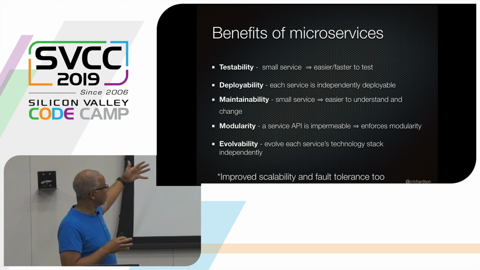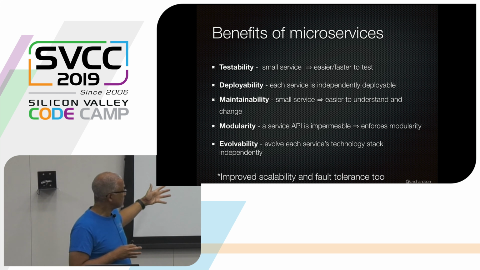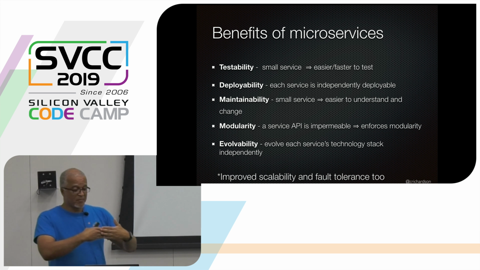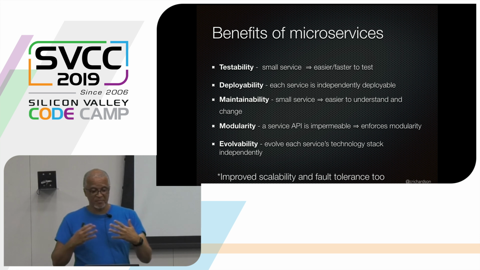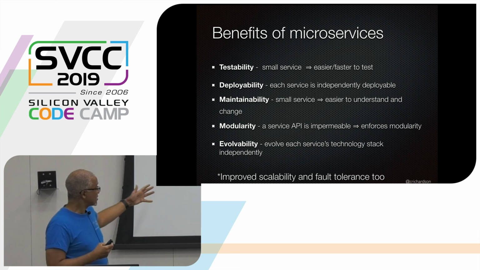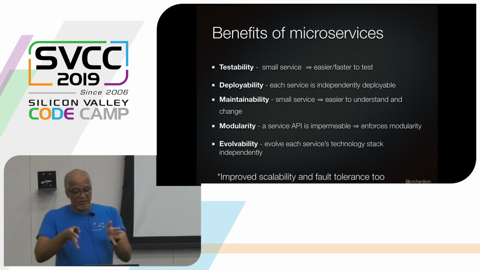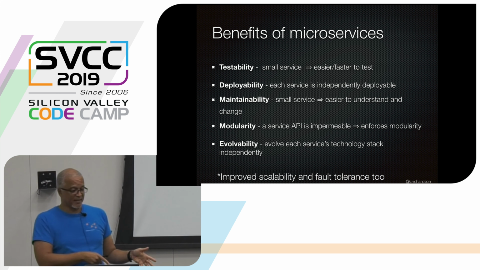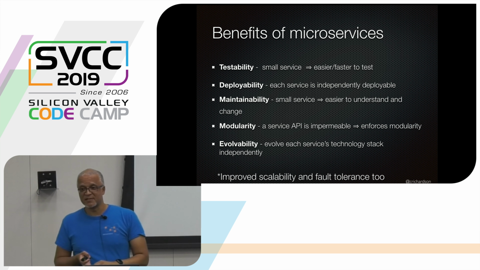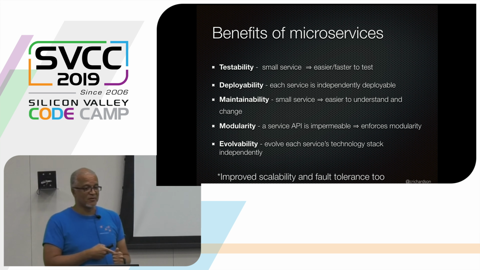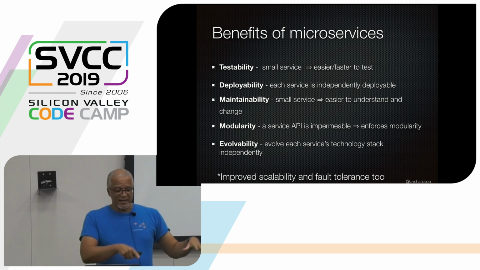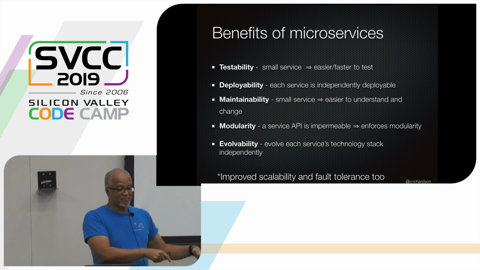It's also a very modular architecture because you've got these remote APIs for each service which cannot be bypassed, so it preserves modularity. And then also it's highly evolvable as well. You can evolve the technology stack for each service independently. So you might have a bunch of Java services and decide, well, I want to use Golang because Google uses it and therefore it's cool. And if you have success with Golang, that's great.